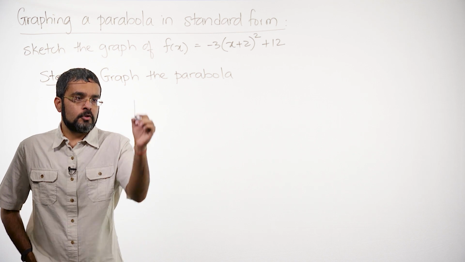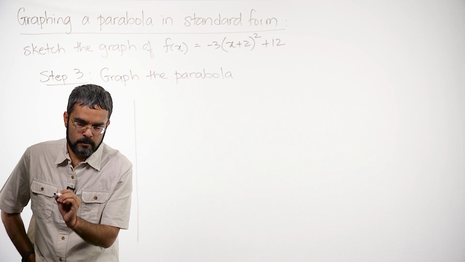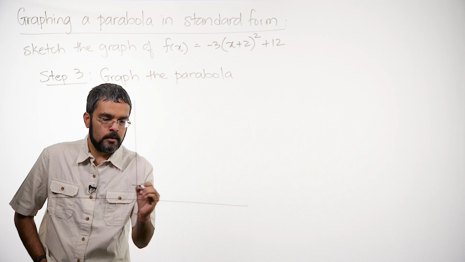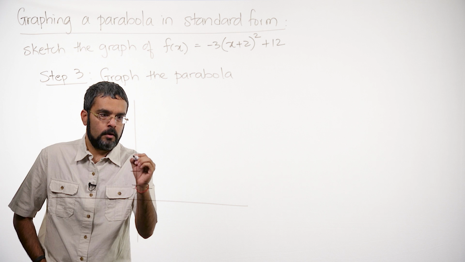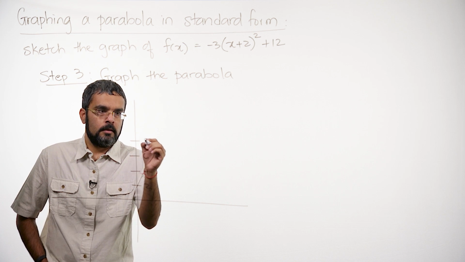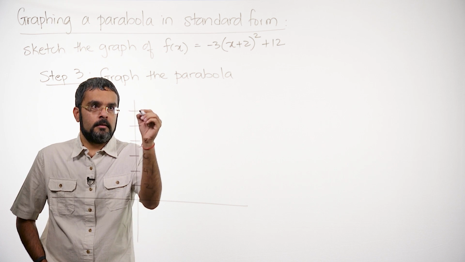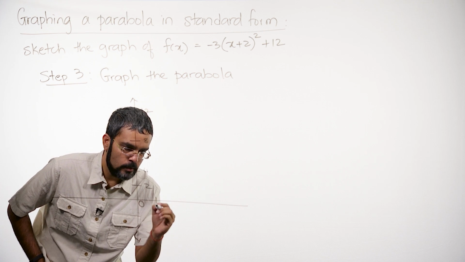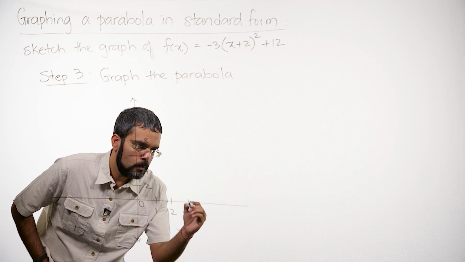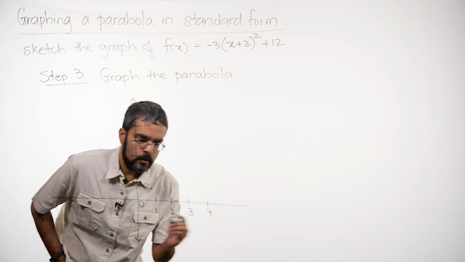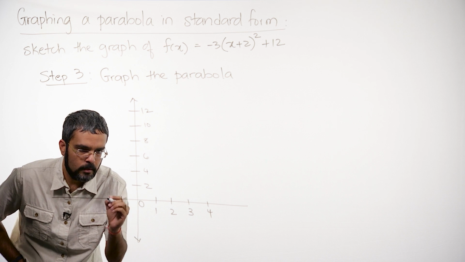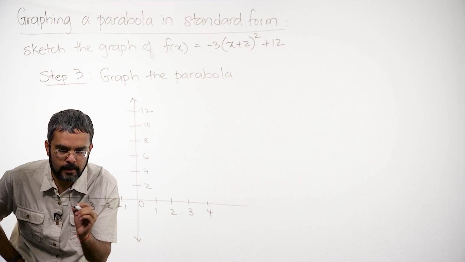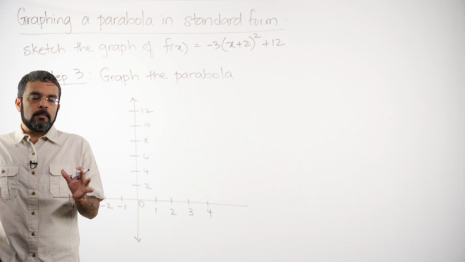The first thing I'm going to do is draw my set of axes here. Let's count the y-axis by 2: 2, 4, 6, 8, 10, 12. That's my y-axis, and that's my origin here. Then on the x-axis I have 1, 2, 3, 4, and negative 1, negative 2, negative 3, and negative 4.